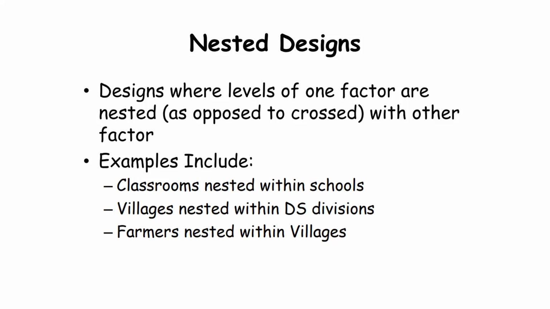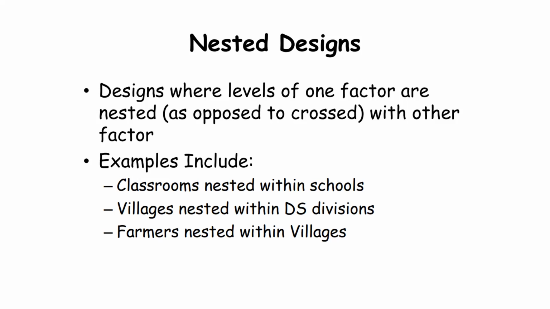So first you need to understand what is meant by this nested term. Design by level of one factor nested within another factor. Examples include classrooms nested within schools. So you can identify the nested term with respect to this example. You can separate several schools, then the classrooms are nested inside one school. So we can say classrooms nested within schools.